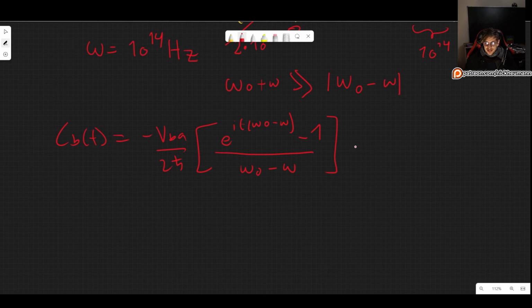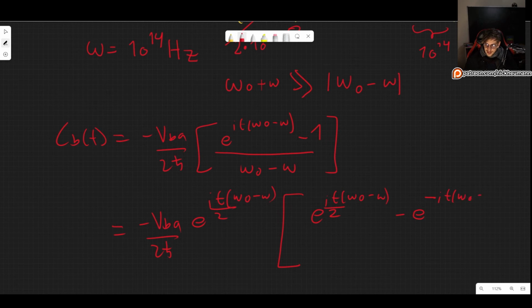So what I suggest here is that we can factor out of here e to the it divided by 2 times everything else. Now, why is that? So let's do it and you will see. So we factor out e to the it (omega 0 minus omega) divided by 2. That means that what is inside is now also divided by 2, because when they multiply, we will get back what we had before. And then we have minus e to the minus it (omega 0 minus omega) divided by 2. And all of this is still divided by omega 0 minus omega, of course.